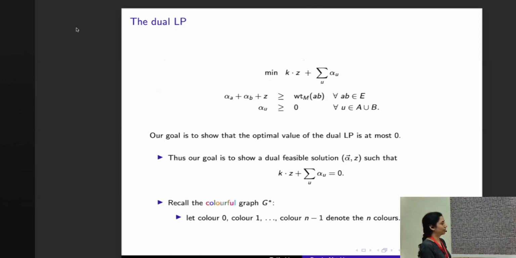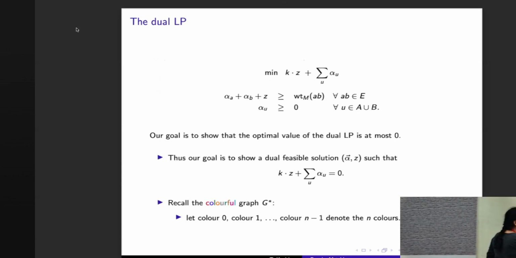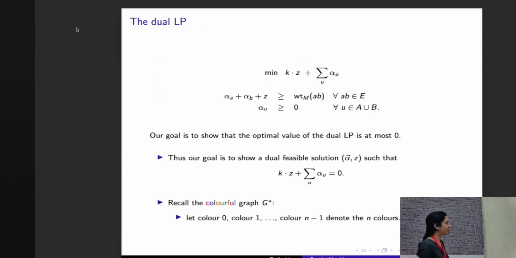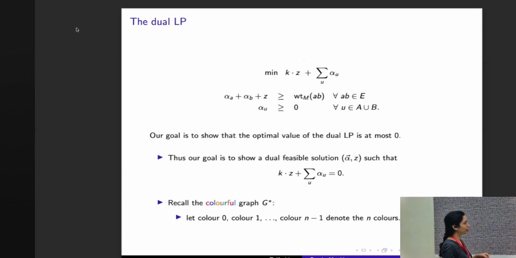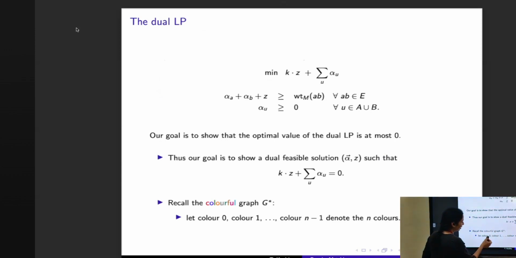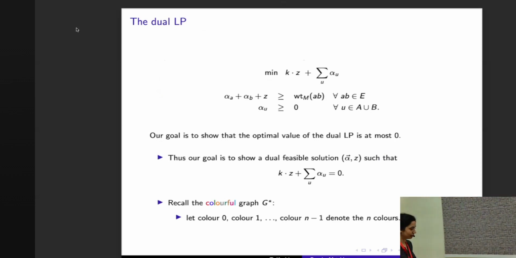So basically our matching was obtained as a stable matching in this colorful graph. So rather than call the colors red, blue, green, and so on, let's use numbers: color 0, color 1 till color n minus 1 to denote the n colors in the G star graph.